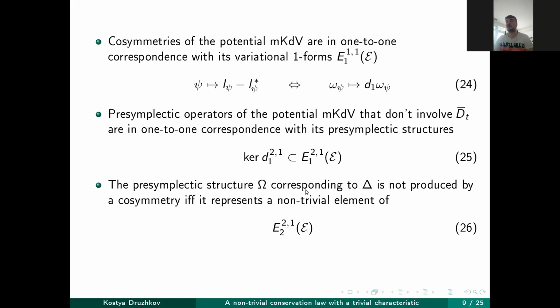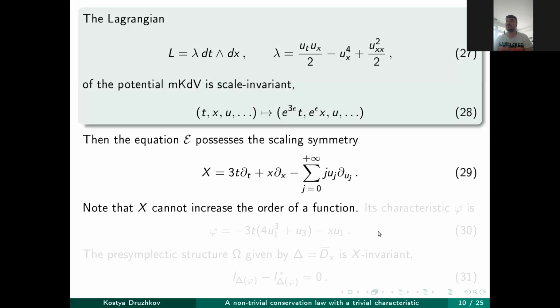If it's not produced by a cosymmetry, then it doesn't lie in the image of this differential d1, right? But we know for sure that it lies in the kernel of d1. So d1 of omega is 0. If it is not produced by a cosymmetry, then it doesn't lie in the image of this operator. Then it survives to the second page of the Vinogradov spectral sequence, if and only if. So if we can prove that delta doesn't originate from cosymmetries, then we can prove that the corresponding presymplectic structure survives to the second page of the Vinogradov spectral sequence for the potential MKdV. This is what we are going to do.